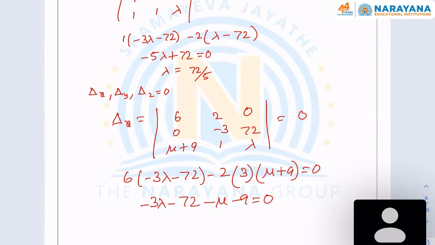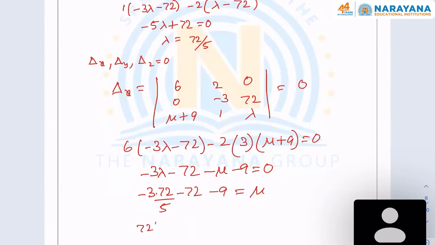So lambda is equal to 72 by 5. Minus 3 into 72 by 5 minus 72 minus 9 is equal to mu. So minus 3 by 5 minus 1, I'm taking out 72 common. So we are getting minus 3 by 5 minus 1, which is equal to minus 8 by 5, minus 9 is equal to mu. So let me check the answer.